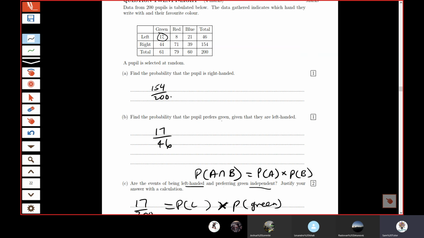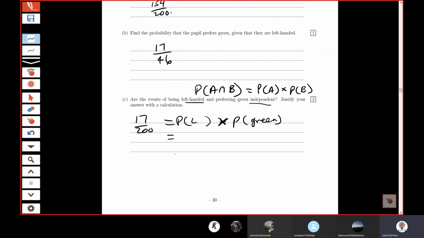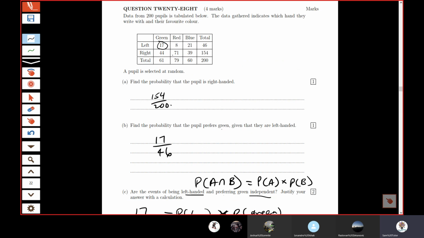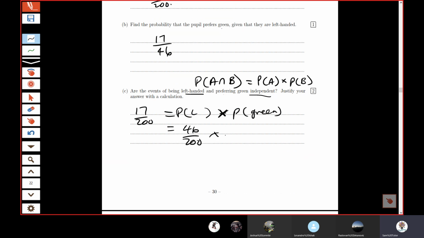What's the probability of being left-handed? We said 46 out of 200, times the probability of green. The probability of green is 61 out of 200. Plug that into your calculator. Does it give you 17? Maybe, but I doubt it. 46 times 61 out of 200. Nah, yeah, 1403 over 20,000.